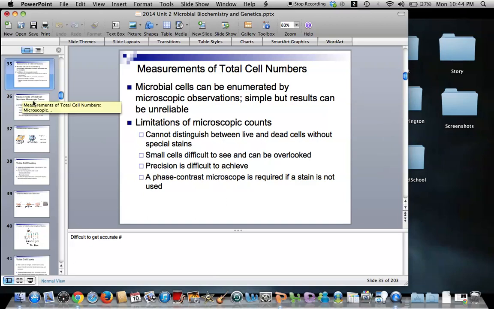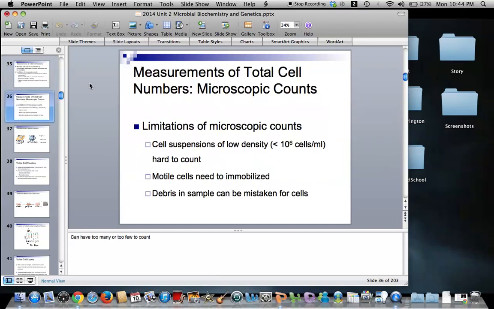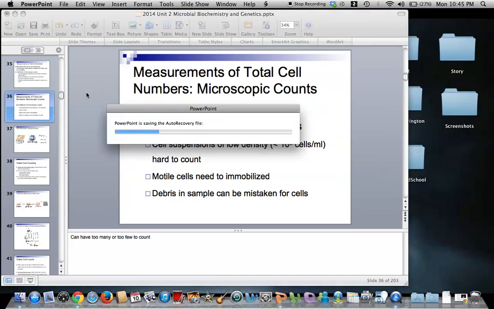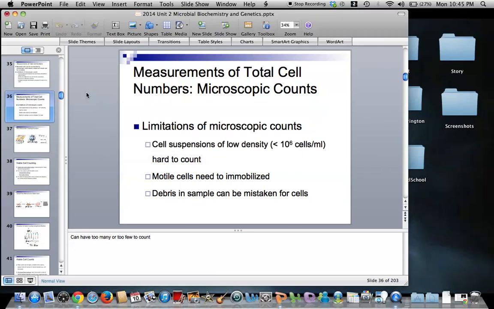Alright, got it. Measurement of total cell numbers. Microscopic counts. Limitations of microscopic counts. Cell suspensions of low density, less than 10 to the 6th cells per mL, so 1,000,000 cells per mL, are hard to count. Motile cells need to be immobilized, and debris in sample can be mistaken for cells.